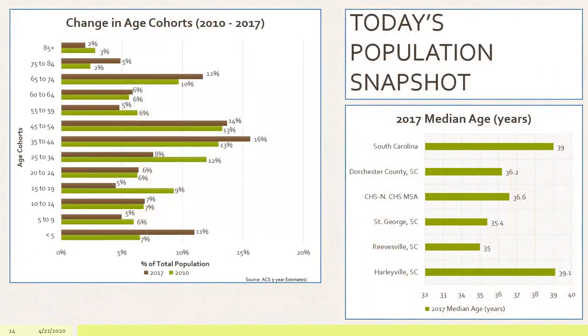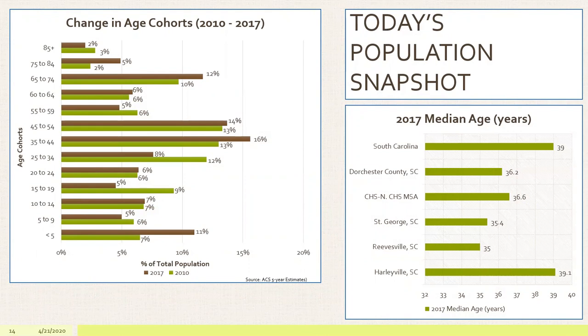Up next here is the change in age cohorts. That's looking at 2010 and 2017 data. A cohort is basically the same thing as an age bracket. The 2017 data is shown in brown, 2010 in green. In the age cohorts or brackets, you can see some slight differences happening there. The chart on the right shows 2017 median age in years for Harleyville and some other areas, again, for context. Harleyville has the highest median age here at about 39 years old, just over the state of South Carolina's median age.